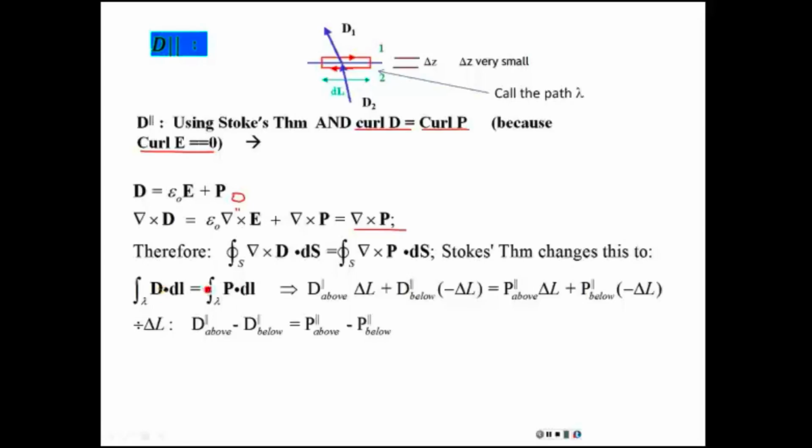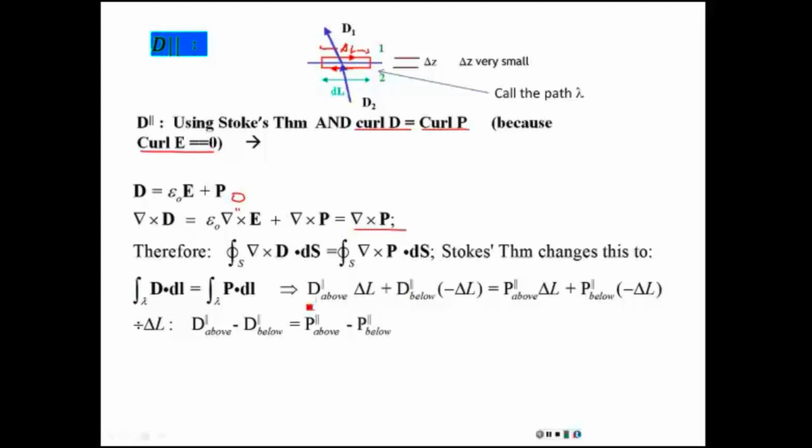So both sides give us line integrals about lambda, and so we have the D term and the P term. If you look at what we're getting here, because the lambda is tangential to the surface, this dot product is going to give us the parallel component of D. Delta L is the length of this component here, so delta L then is this length here.